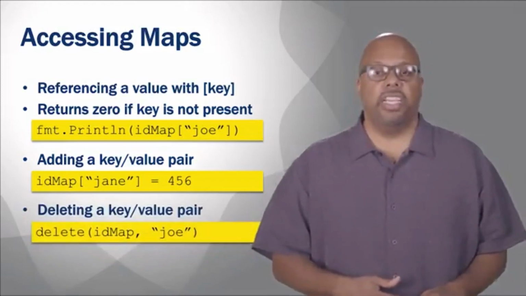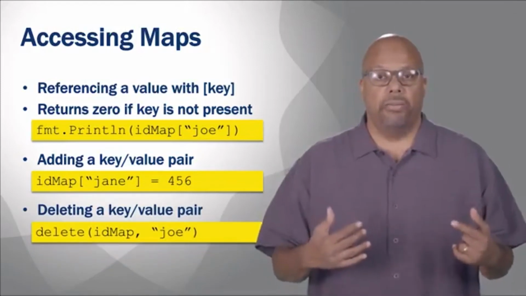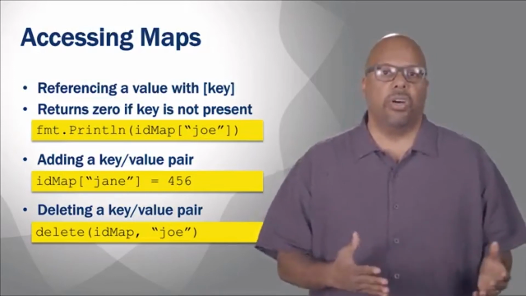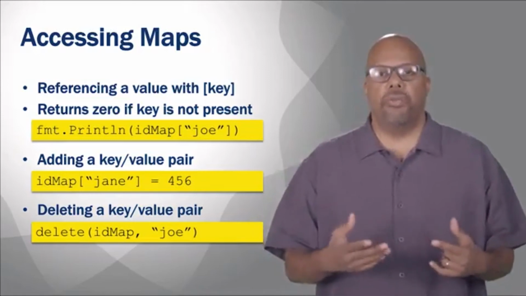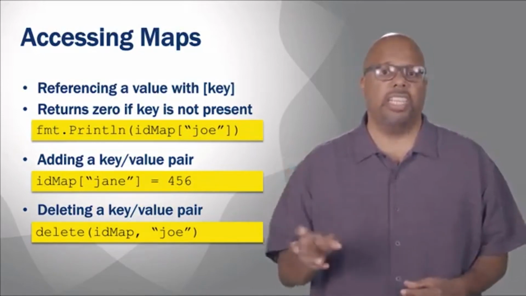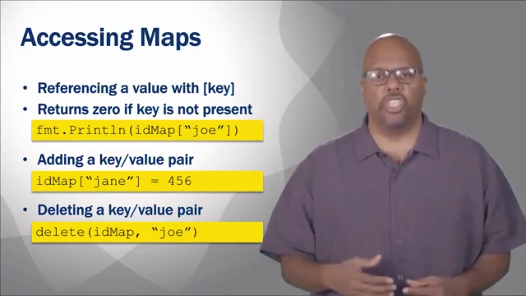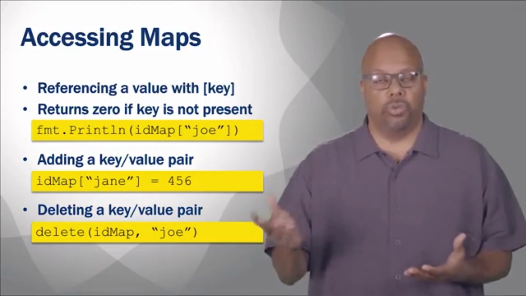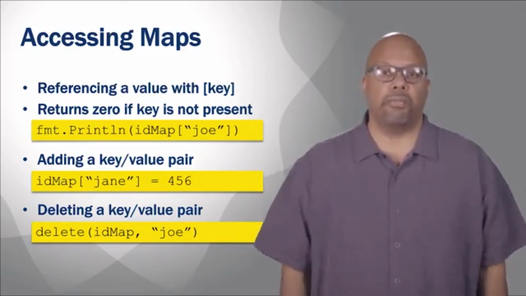Also, you can delete a key value pair from the map. So without overwriting it, you can just delete it completely by calling the delete function. So you call delete, and the first argument is the name of the map, so ID map. Second argument is the key that you want to delete. So in this case, Joe, and it'll eliminate that key value pair, Joe and whatever its value is, from the map.